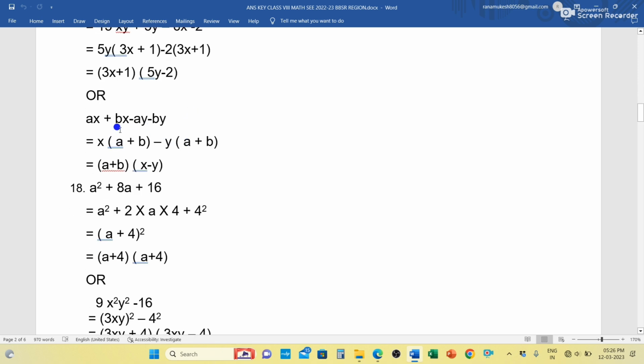Otherwise, you can solve this one also. ax plus bx minus ay minus by. You will take x common from ax and bx, so it will be x into a plus b. And you will take minus y common from minus ay and minus by, so minus y into a plus b. Now you will take a plus b common from both the terms. So a plus b into x minus y.